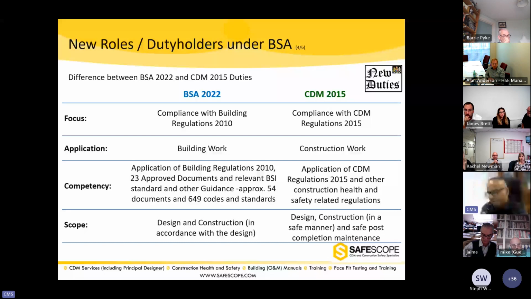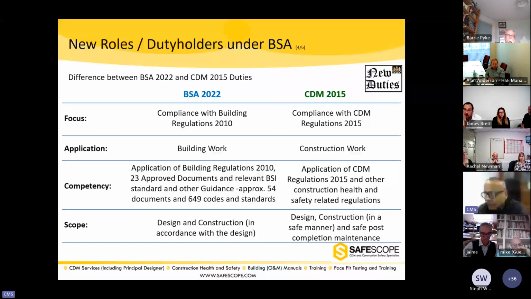What would you expect from the person dealing with the CDM regulations? They would have a good understanding, obviously, of the theory and application of the CDM regulations, and along with it, all other regulations which are relevant to construction, health, and safety. Now you can see straight away, the emphasis is totally two different directions. One is building regulation, one is the CDM regulations. Now, the scope of the two sets of requirements is also different.